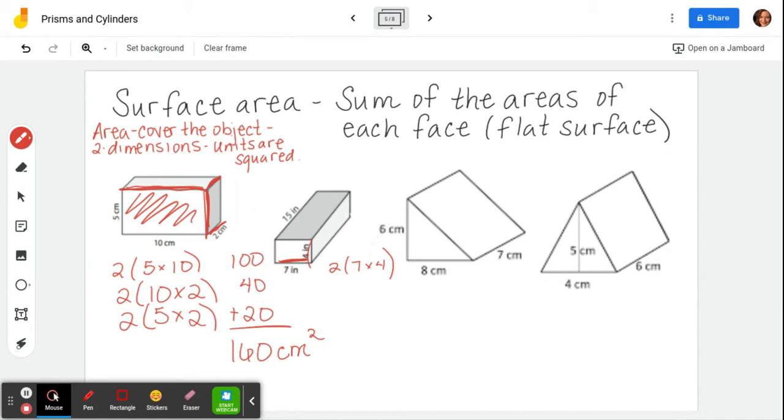How about the top and bottom? That would be a 7 by 15, so 2 of those.